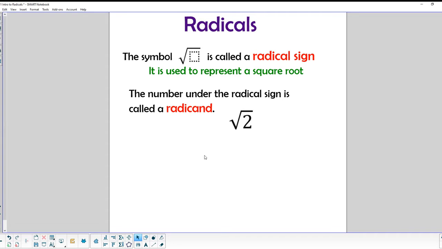All right, so the symbol that you can see here is that square root symbol that we've talked about before. It's called a radical sign, and it is used to represent a square root. Now, you don't need to get too caught up in some of these terminologies because we're not going to give you a spelling test or a vocabulary test on this, but we may refer to the radical sign or something like that. We just want you to know what we're talking about. The number under the radical sign is called the radicand. That's the number that we're trying to find the square root of. So in this case, the radicand is 2.